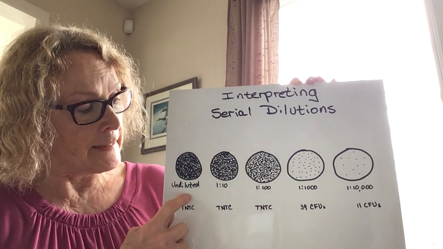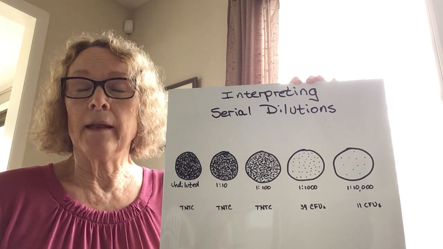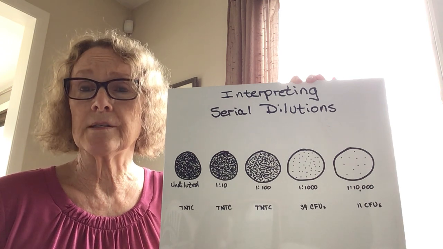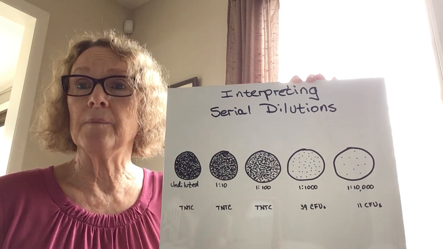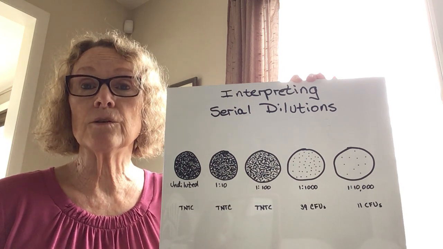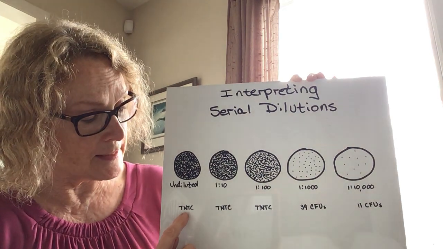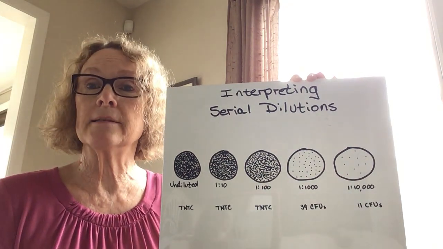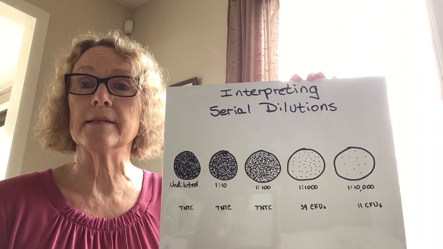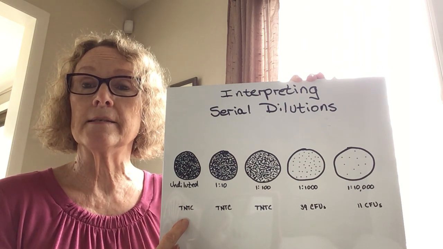What you're seeing here in the undiluted milk sample is an incredibly high number of colony forming units that would literally be impossible to count. And as I was mentioning in that last video, we use a term, too numerous to count, or TNTC. So that is how that plate would be recorded, as TNTC. So the undiluted plate is TNTC.